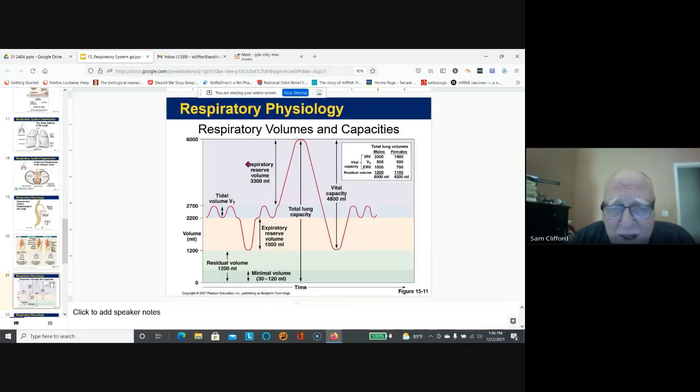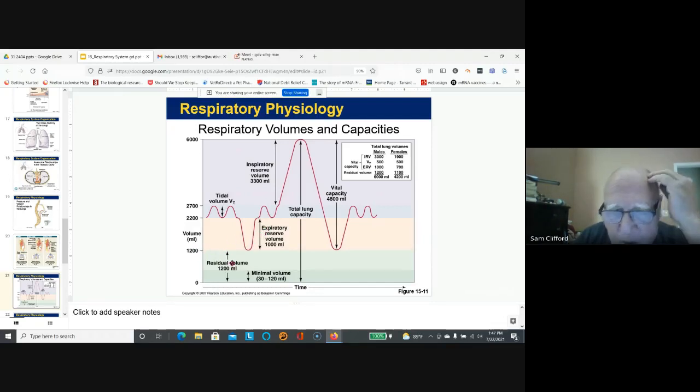This is the total volume of the lungs, 6,000 milliliters. So tidal volume is normal breathing. When you take a deep, deep breath, you can really increase the movement of air into the lungs. The expiratory reserve volume is when you breathe out very forcefully, you can get down to around 1,200 milliliters.